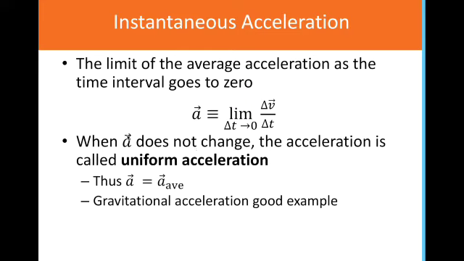So when your instantaneous velocity does not change, the acceleration is called uniform acceleration. Once again, your instantaneous velocity is equal to your average velocity. That's when we have uniform acceleration. Uniform motion was when the velocity was equal to the average velocity, but now we're talking about uniform acceleration. And a very good example of uniform acceleration is acceleration due to gravity.